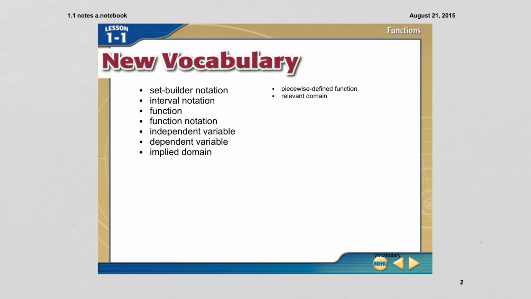Here's the vocabulary for your section. Please copy it down and find out their definitions.